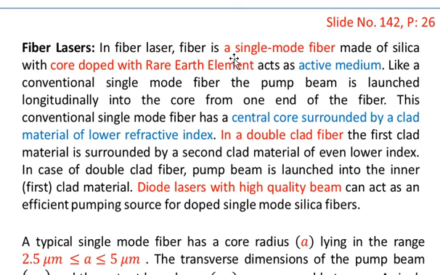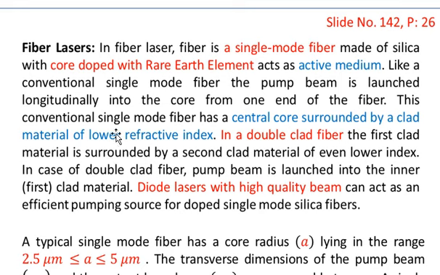In a fiber laser, the fiber is a single mode fiber made of silica with the core doped with a rare earth element. So you see that here the doping is from some element from the rare earth elements, which will act as an active medium. Like a conventional single mode fiber, the pump beam is launched longitudinally into the core from one end of the fiber.